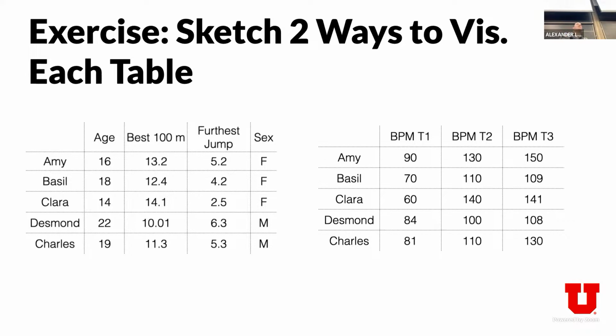Okay, so it doesn't matter if you haven't completely finished, but the point is you probably thought about how to visualize each of those tables, right? Which one was easier to find a visualization for? The second one, yes. Why? Exactly. We have homogeneous values, right? The columns mean the same thing.